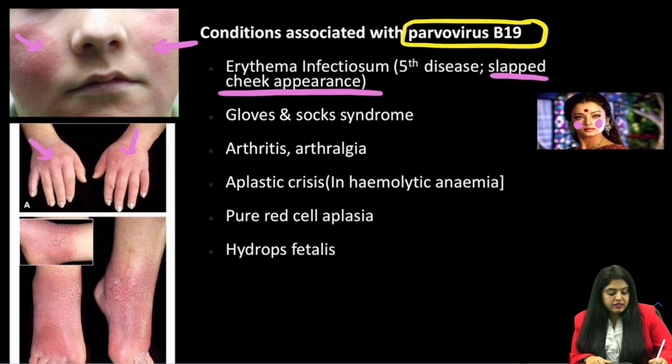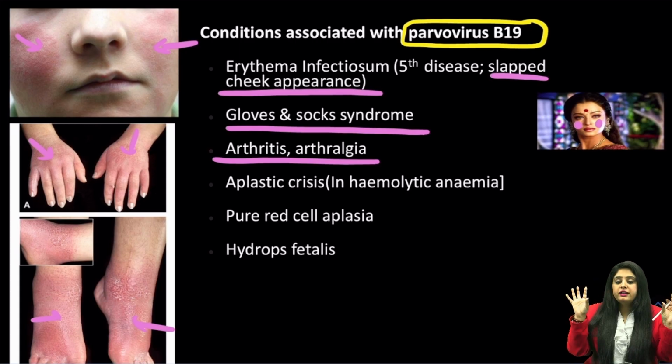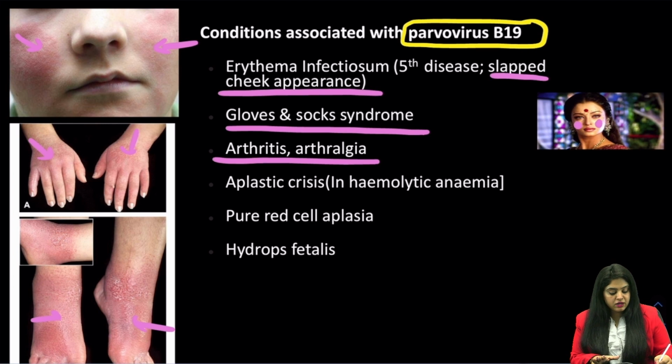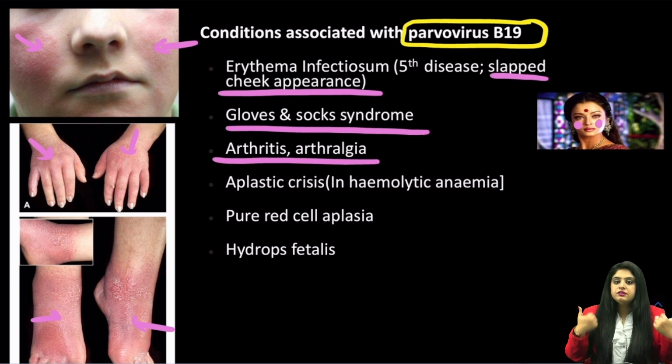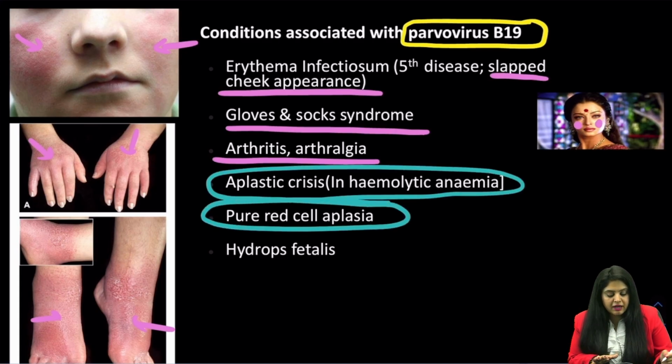Then you can see the red color rash on the hands and the feet also, which is also known as the gloves and stocking syndrome. Then you can see along the same joints, there is involvement of the joints also. So remember, red face, red hand, red feet, and joint pain is also going to be there. Apart from that, all the red from, because everything is red na, so all the red from the bone marrow has gone. There is going to be red cell aplasia or aplastic crisis that happens in the bone marrow.